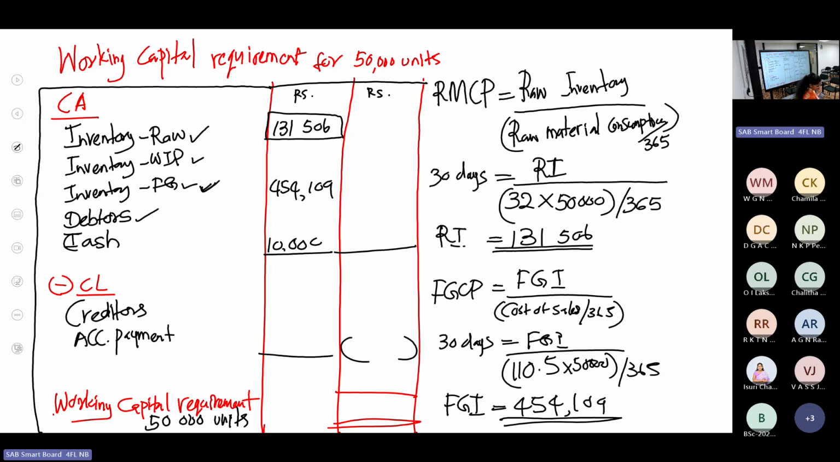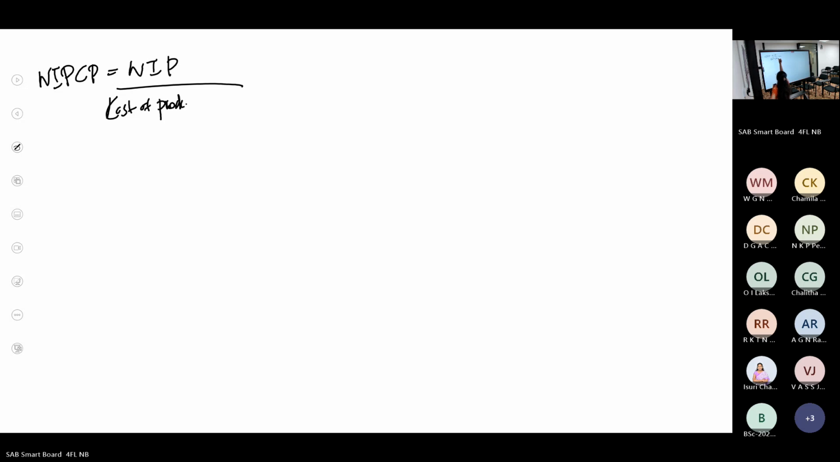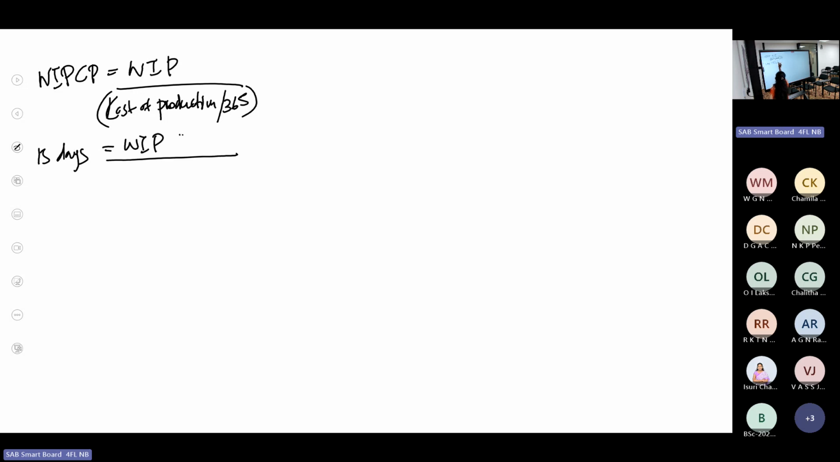Average raw material in progress is half of the month. I will shift it to the next slide. Now, that is called WIP, work in progress conversion period. We know WIP inventory divided by cost of production, cost of production divided by 365. 15 days. WIP inventory we don't know.